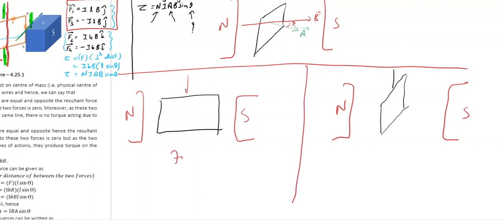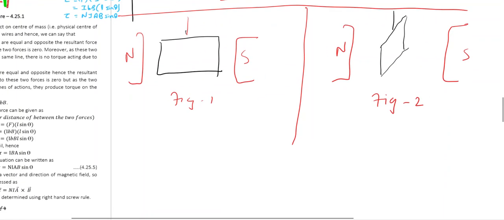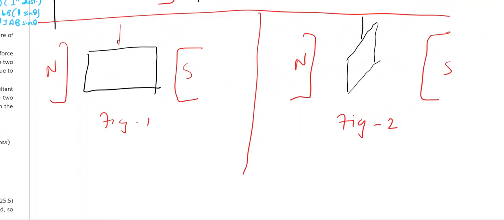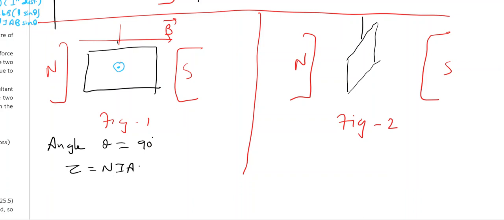If I consider it as figure 1 and the next one as figure 2, what is the angle in the case of the first figure? In this case, the area vector for the coil is coming out. The dot indicates that the area vector is coming out. And look at the B direction. B is going like this. So what is the angle between A and B? The angle between A and B is 90 degrees, and then we can say that torque in this case is NIAB sine 90, that is 1, so simply NIAB. But that is not the case here.